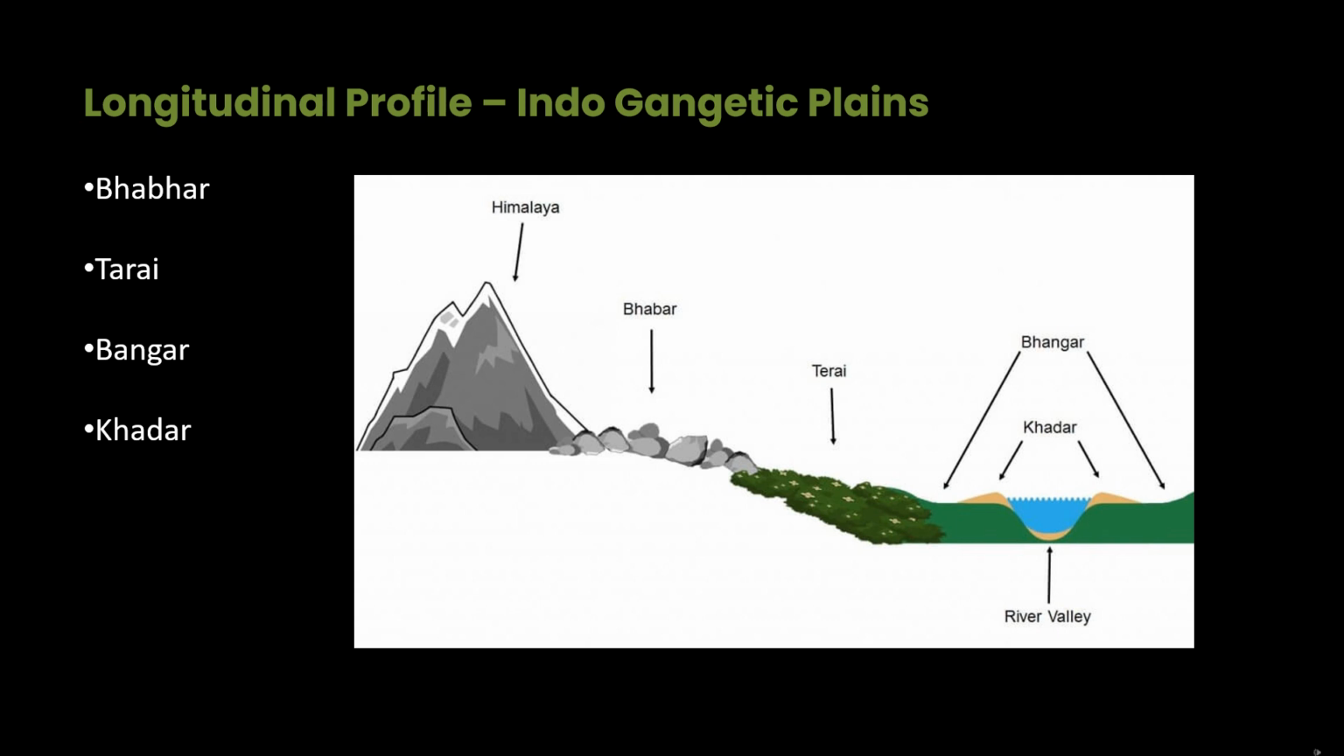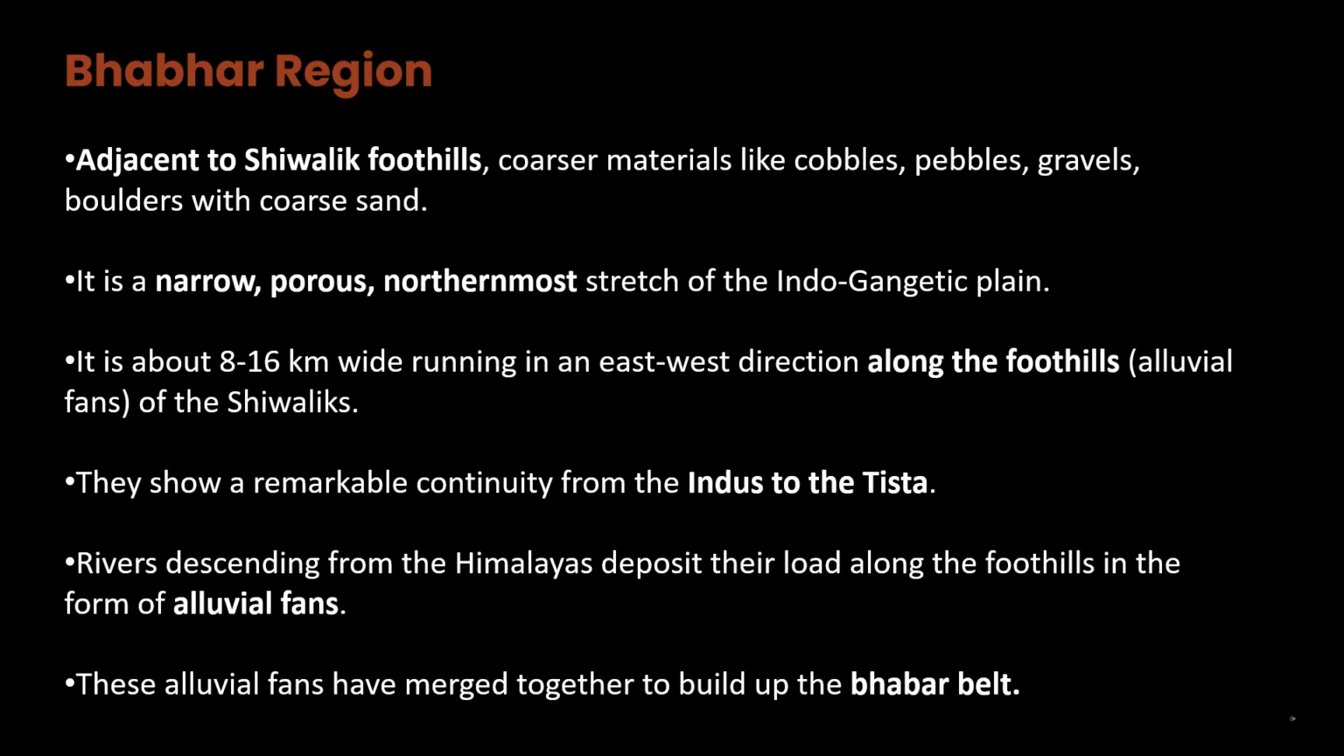Longitudinal profile, Indo-Gangetic Plains: Babar, Terai, Bangar, Khadar. Babar region. Adjacent to the Shiwalik foothills, coarser materials like cobbles, pebbles, gravels, boulders with coarse sand. It is a narrow, porous, northernmost stretch of the Indo-Gangetic Plain. It is about 8 to 16 kilometers wide, running in an east-west direction along the foothills, the alluvial fans of the Shiwaliks. They show a remarkable continuity from the Indus to the Teesta.